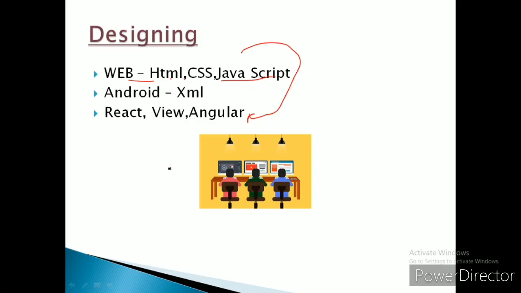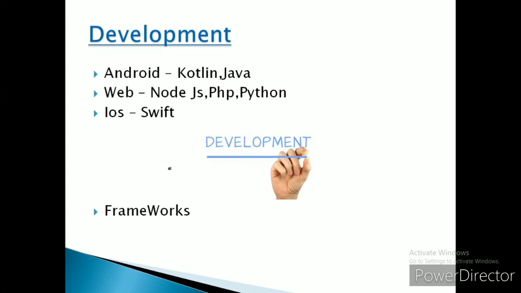So this is designing. Then comes the development. In the development part, we'll be having a number of programming languages like Kotlin and Java for Android, Node.js, PHP, and Python for web development, and Swift for iOS. These are some of the programming languages which the developers are going to deal with.